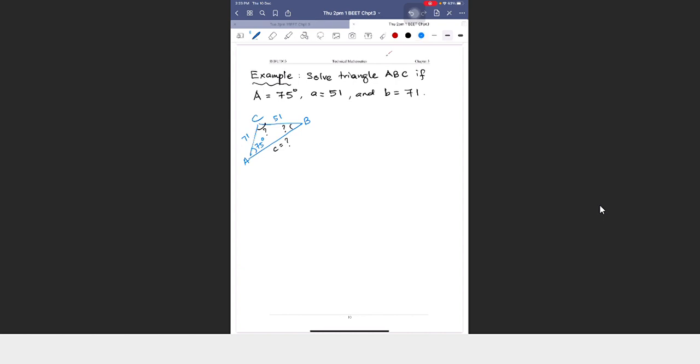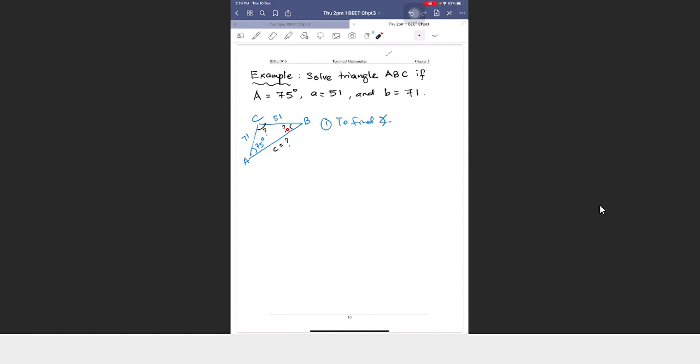Again, like the previous example just now, the first step is definitely to find an angle. But which angle to find? Is it angle C or angle B? Definitely it will be angle B.